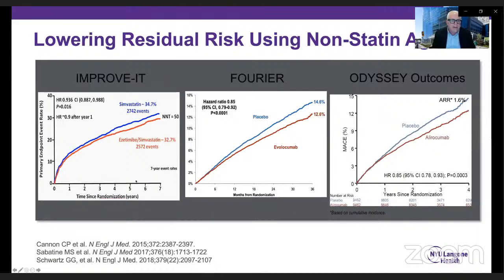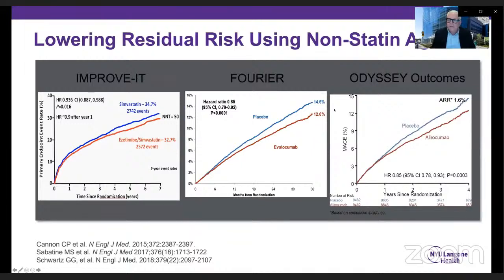But it also reminds us that the benefit is not just associated with the intervention, it's associated with the degree of LDL lowering and the duration of therapy, right? So here in IMPROVE-IT, you had to treat the patients for 7 years to get a small to moderate reduction in events. Why? Because the degree of LDL lowering was not that impactful. FOURIER and ODYSSEY have greater reductions in event rates, 15% versus about 9 to 10%. And they only needed to treat these patients for 2.5 to 4 years.